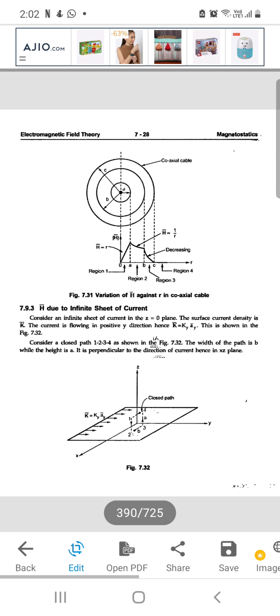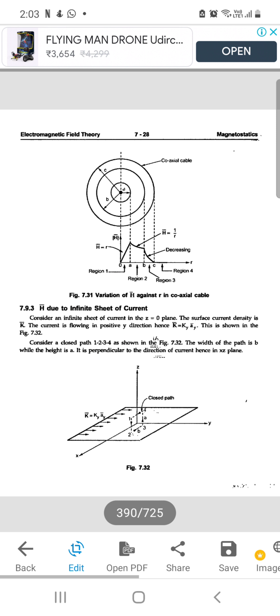And finally, when you reach the region between B and C, our H is still varying inversely with R. That is, H is inversely related to R. So here also you can see that our H is decreasing. And finally, when our Amperian path reaches outside the coaxial cable, for example, consider the point C. It encloses both inner and outer conductor. So the total current will be 0. So at point C, our total magnetic field intensity will be 0. So this is the case of coaxial cable.